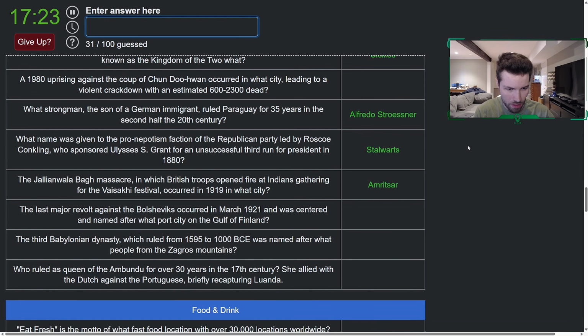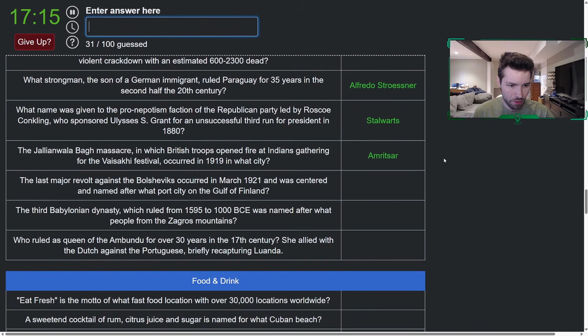The third Babylonian dynasty, which ruled from 1595 to 1000 BCE, was named after what people from the Zagros Mountains? What? That just seems very hard. I don't know. Who ruled as queen of the Ambundu for over 30 years in the 17th century? She allied with the Dutch against the Portuguese, briefly recapturing Luanda. Wow. No, that's just really, really difficult.